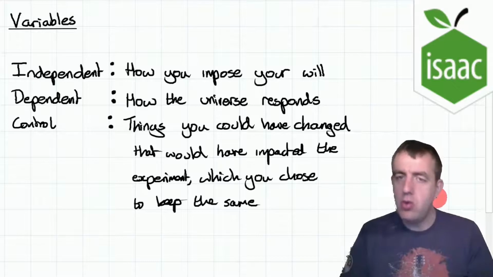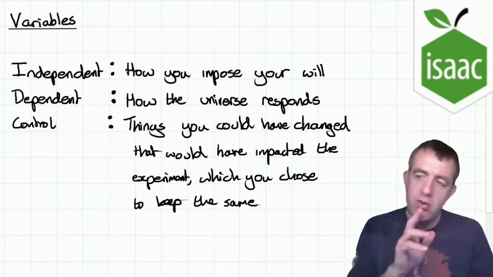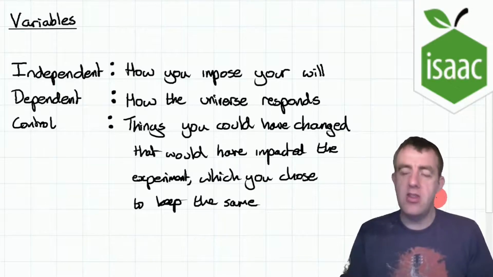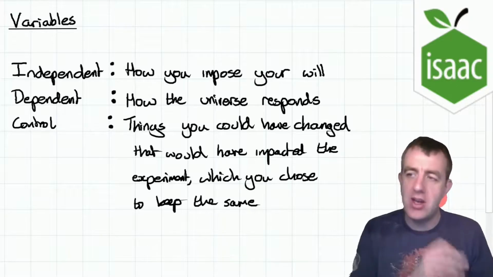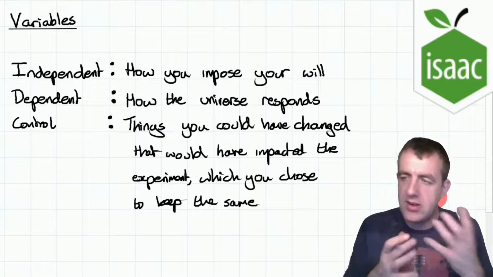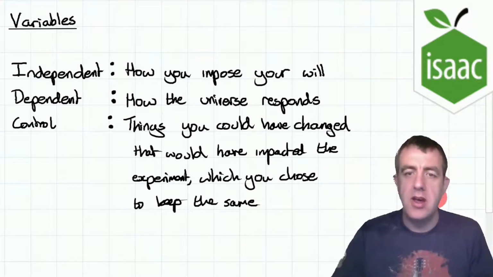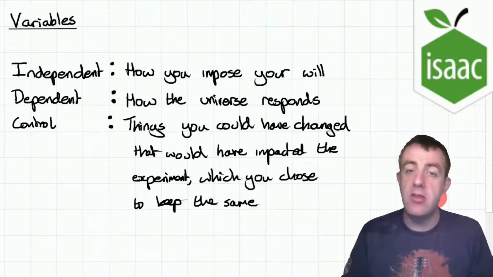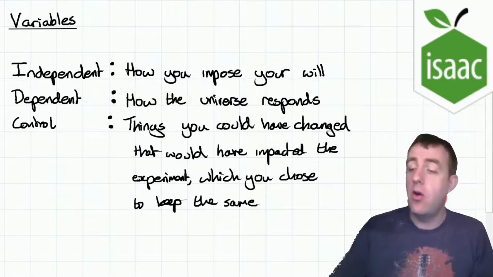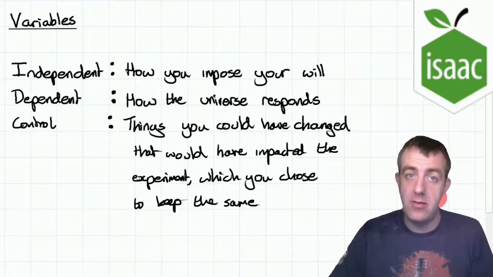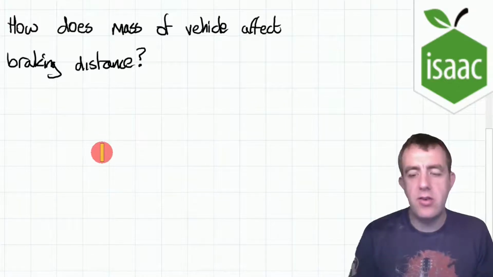These are things that you could have changed and chose not to. And importantly, these are things that would have impacted the experiment in some way if you had changed them. Now, it's best to understand these variables with examples. So let's imagine that you are investigating the braking distance of a vehicle and how it depends on the mass of the vehicle. So here's our investigation written out in words.